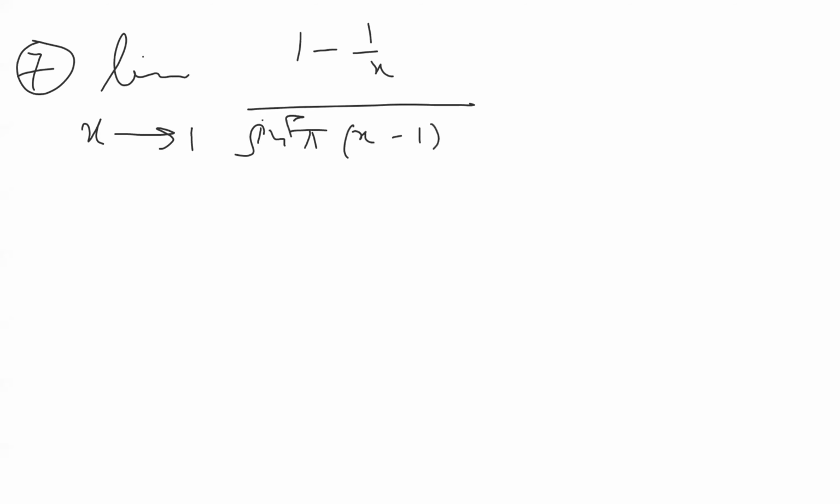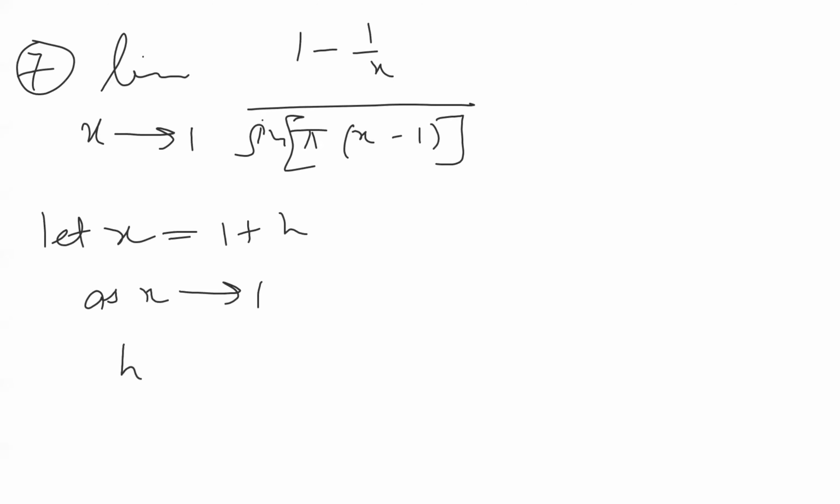Limit x approaching 1, 1 minus 1 by x, sine pi x minus 1. Okay, so let x is equal to 1 plus h. As x approaches 1, h will approach 0. See why we are putting this changing limits concept over here is because when we put this x as 1, 1 minus 1 is 0, sine 0 will be 0. Okay, 0 in the denominator.